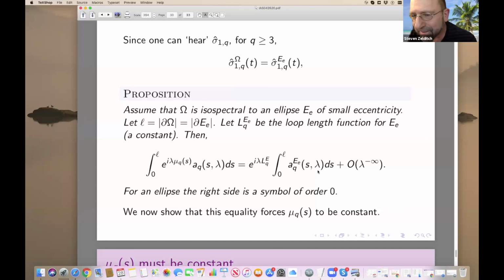Every single loop is actually a periodic trajectory, and all the periodic trajectories have the same length. So for an ellipse, the loop length function is a constant. So we bring it outside the integral, and then the rest of the integral has no oscillation in it. It's what we call a symbol. It's a polyhomogeneous function, like a Laurent series in lambda, with this oscillating factor out in front. But this one over here, it's got an oscillating coefficient. So we proved that if this integral equals, this phase has to be constant. If it's constant, it's rationally integrable. Okay? All right.